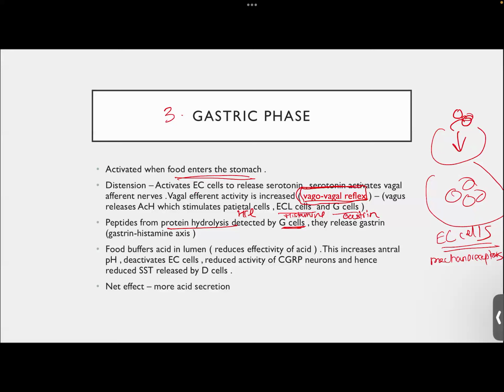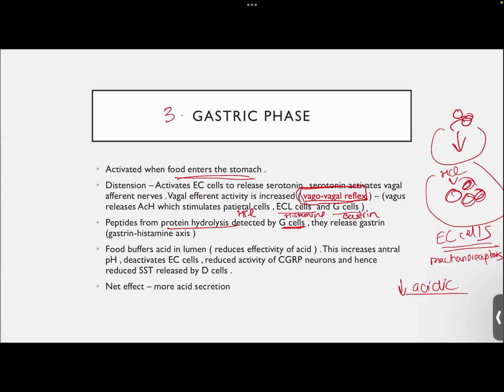Now we have food buffers in the lumen. So we have this food, right? It acts as a buffer. Now we have HCl. Let's say we have HCl over here. The food is basically going to make the stomach less acidic than if it was not there. So this food is going to make the stomach less acidic.